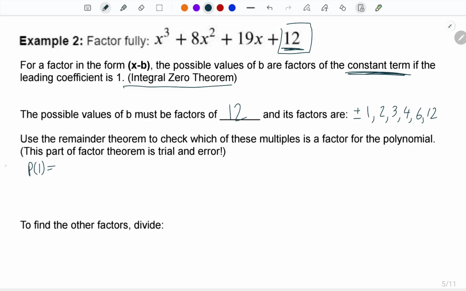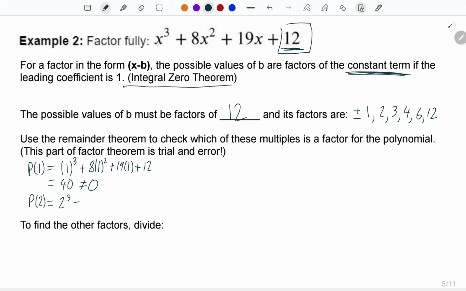So p of 1, and that would be associated with the factor x minus 1. So that'll be 1 cubed plus 8 times 1 squared plus 19 times 1 plus 12. So have your calculators at the ready. Well, 1 plus 8 plus 19 plus 12 is 40. But essentially, the main important thing is it's not equal to 0. So that's not going to work for our purposes. Okay, on to the next factor, p of 2.